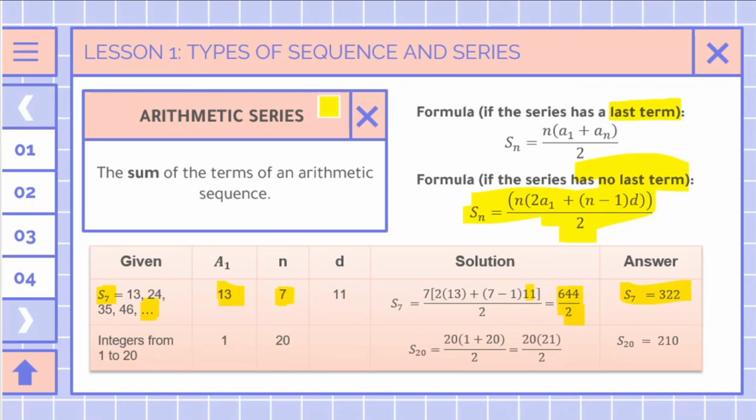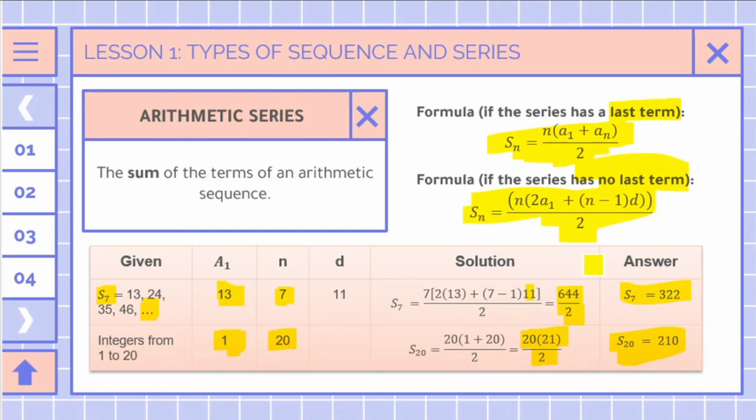Now what if we have the last term? Our next given is the integers from 1 to 20. We have here our a sub 1 as 1 and our n as 20. So let's substitute into this formula. We have S sub 20 is equal to 20 times 1, our a sub 1, plus 20, all over 2. If we simplify that, we'll have 20 times 21 all over 2. Then the final answer is S sub 20 is equal to 210.